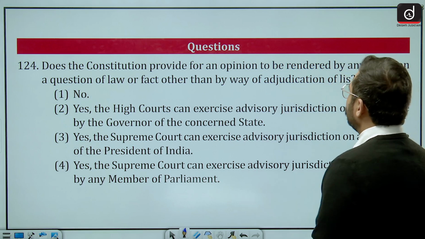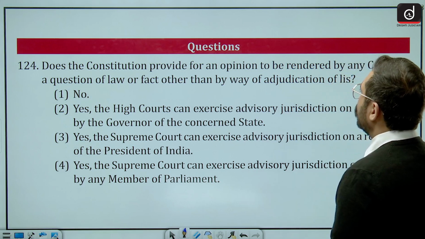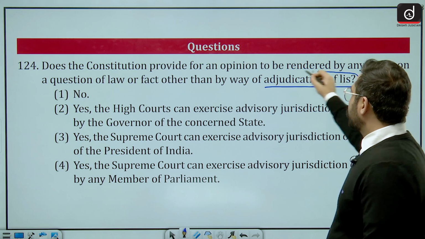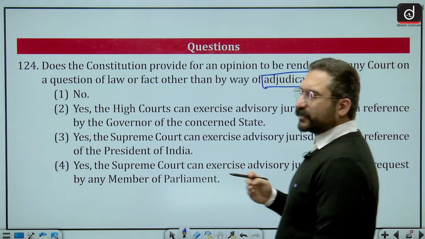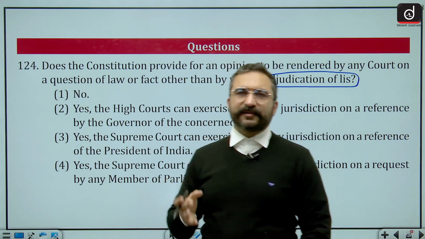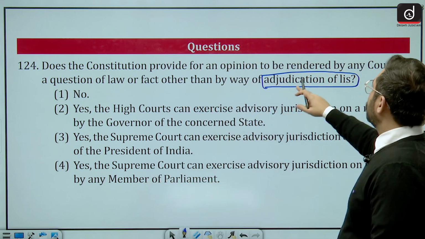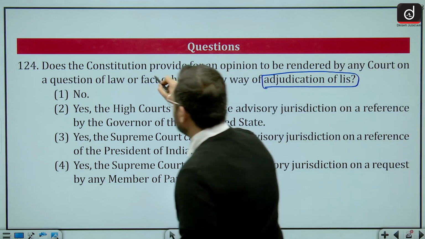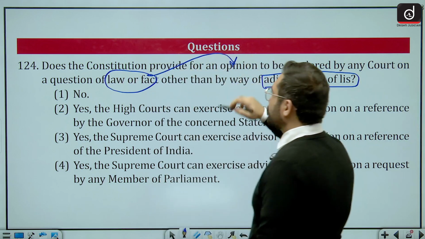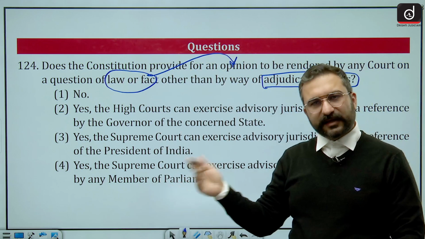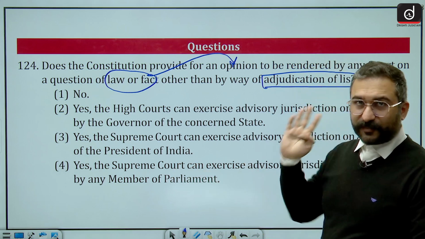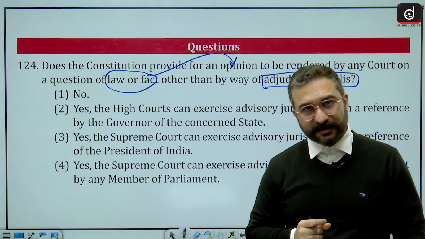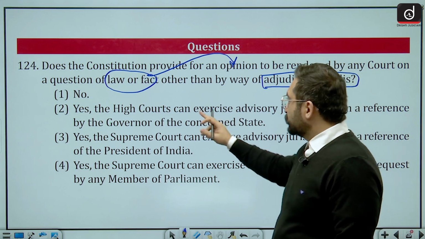Does the Constitution provide for an opinion to be rendered by any court on a question of law or fact other than by way of adjudication of lists? This wants to ask you that apart from adjudication of list, means apart from bringing a case before the Supreme Court, can Supreme Court render an opinion on a question of law or fact other than the way of bringing a petition before the court. If you remember, it is the advisory jurisdiction of the President under Article 143. If you know. No तो नहीं हो सकता.